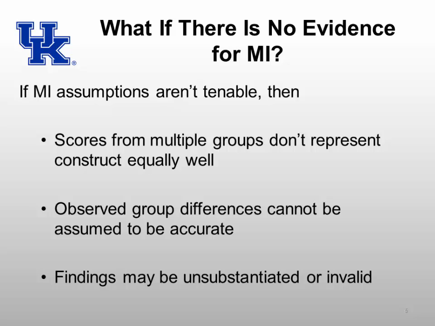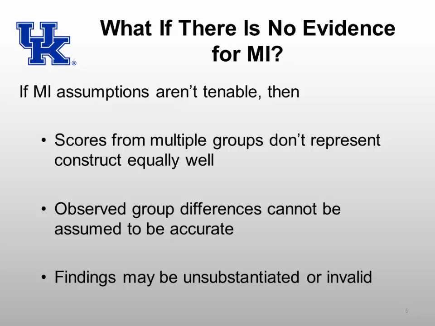What if there is no evidence for measurement variance? It's possible that we run through the procedures for measurement variance, and we don't get evidence for measurement variance. What do we do then? What does it tell us? And this does happen, for sure. First of all, we know that scores from multiple groups don't represent the children's latent ability really well. So if I don't have evidence of measurement variance, I can't say that boys' language skill scores are equivalent to the girls' language skill scores.